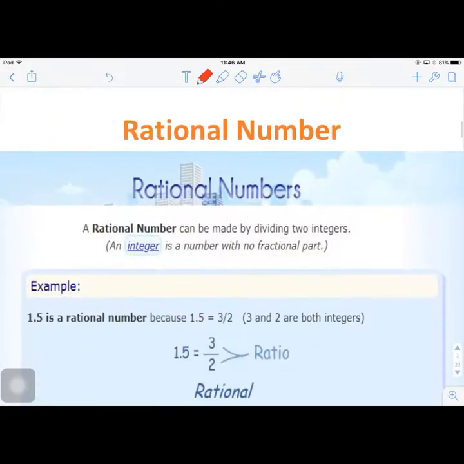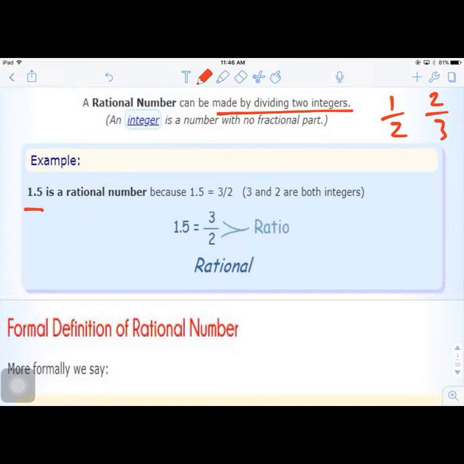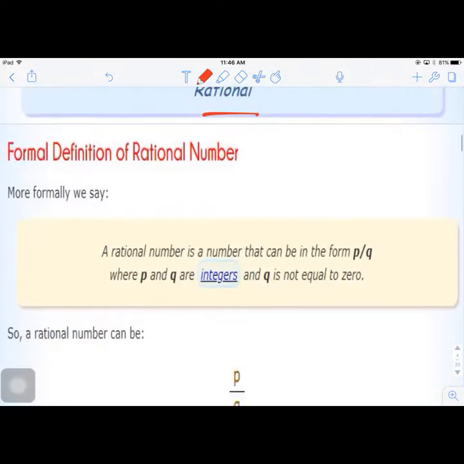And for the next problem, before we answer question 2, let's go over and review what rational numbers and irrational numbers are. So the definition of a rational number is anything that can be made by dividing two integers. So any fraction basically is going to be a rational number. So here is an example. 1.5 is a rational number because 1.5 can be expressed as 3 over 2, which means it can be written as a ratio. So therefore, this is a rational number.